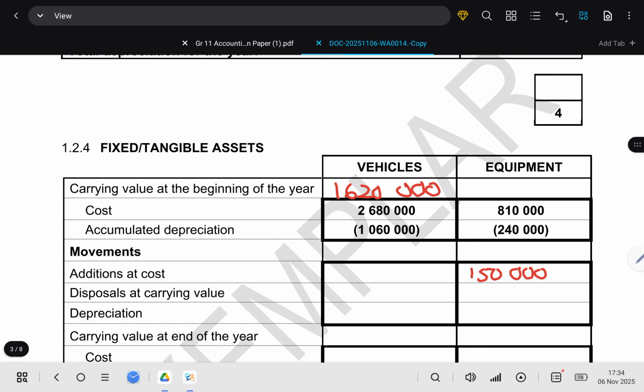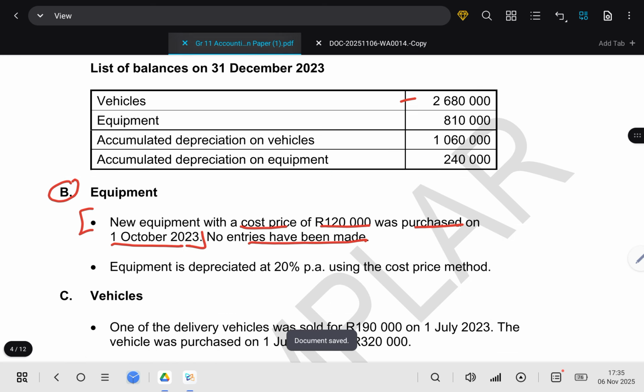I'm going to confirm: 2,680,000 minus 1,060,000 gives us 1,620,000. And then for our equipment, we are going to say 810,000 minus 240,000. By doing this, a learner has already earned marks. Our carrying value at the beginning is 570,000. So at least you have 3 marks for now, rather than getting 0. Okay. So now let's go back to our information.